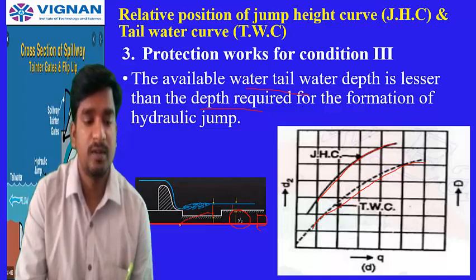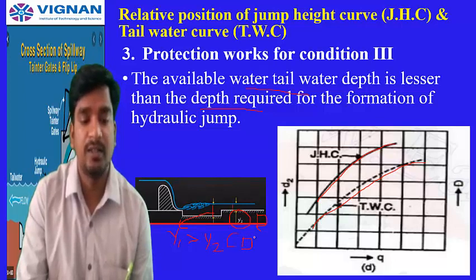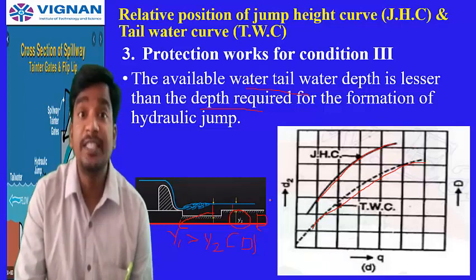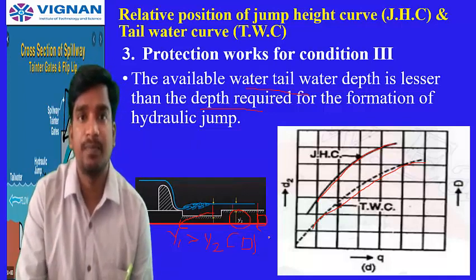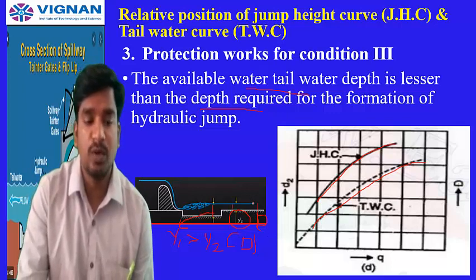So this is our required depth Y1, which is greater than the available depth Y2, which we are considering as capital T here in our case. So in this particular case, what happens? More jump, a heavy jump, will be formed and the depth will be increasing.